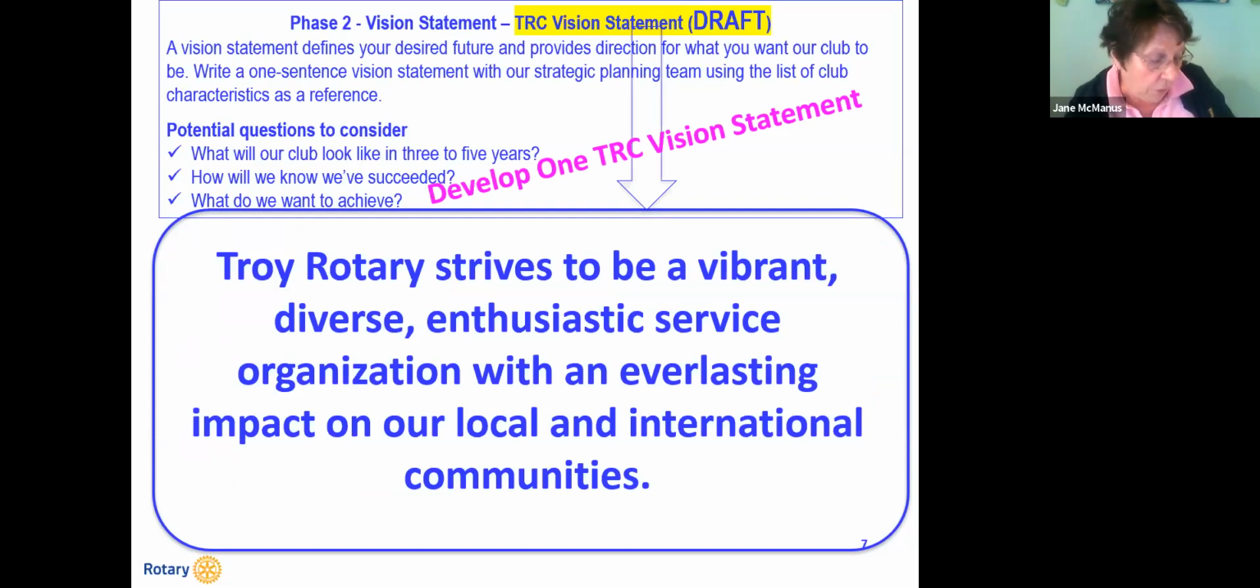So if we want to make some changes, or you think we need to start over, whatever we come up with is going to drive how we make our plan and how we achieve this vision and start to set some goals for Troy Rotary, and that will be phase 3. So any questions on this statement or input?